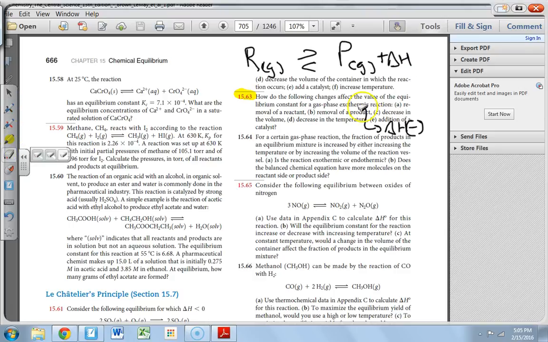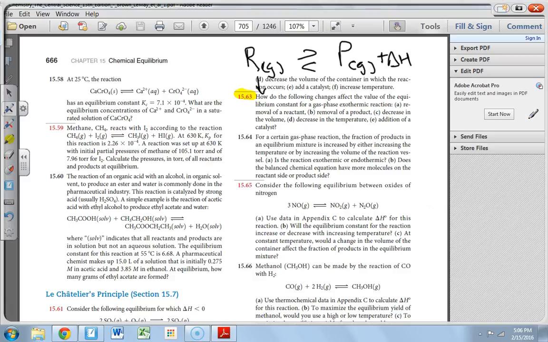Okay, now going through this, I can figure out what's going to happen to the equilibrium constant. So, removal of a reactant. When we remove reactants, that's not going to change the equilibrium constant. The only thing that changes the equilibrium constant is a change in the temperature, or if you have a separate reaction altogether. But I think that's fairly obvious.